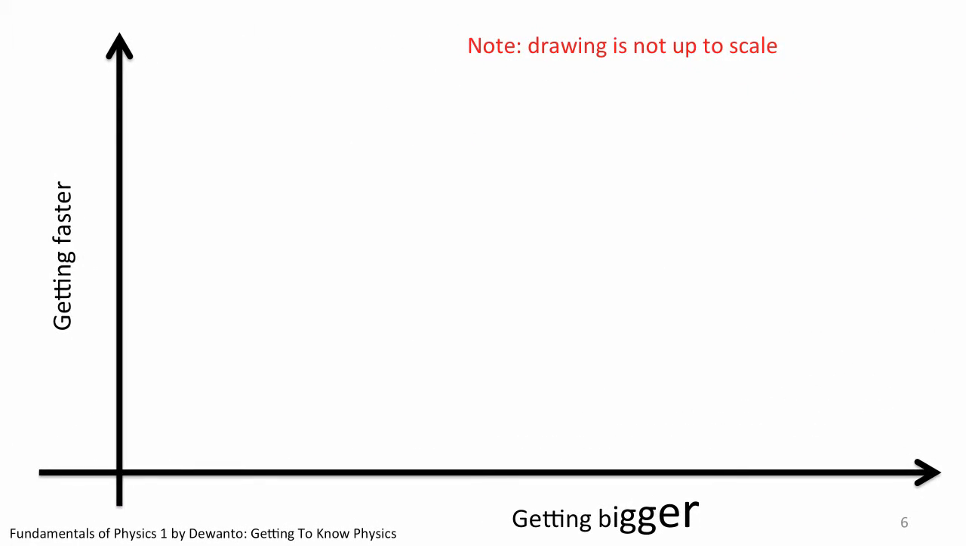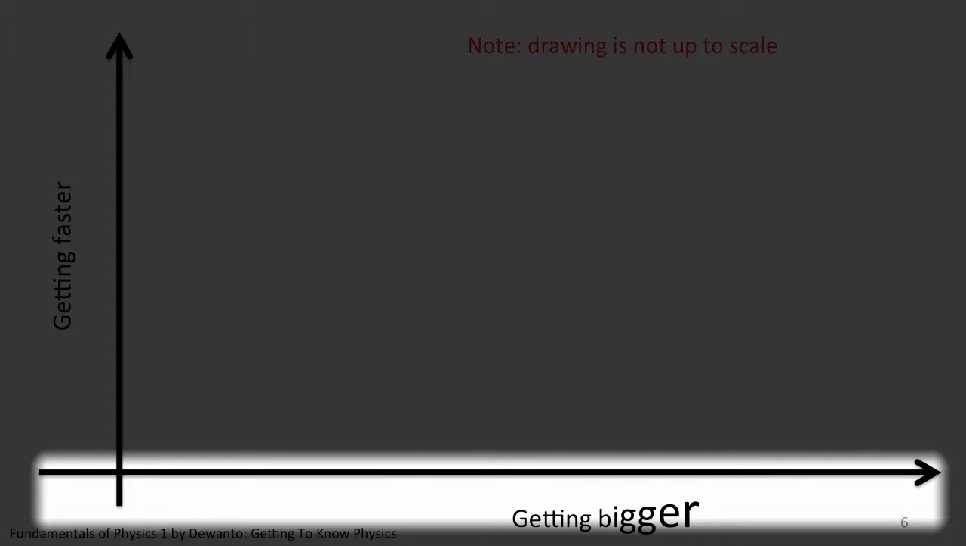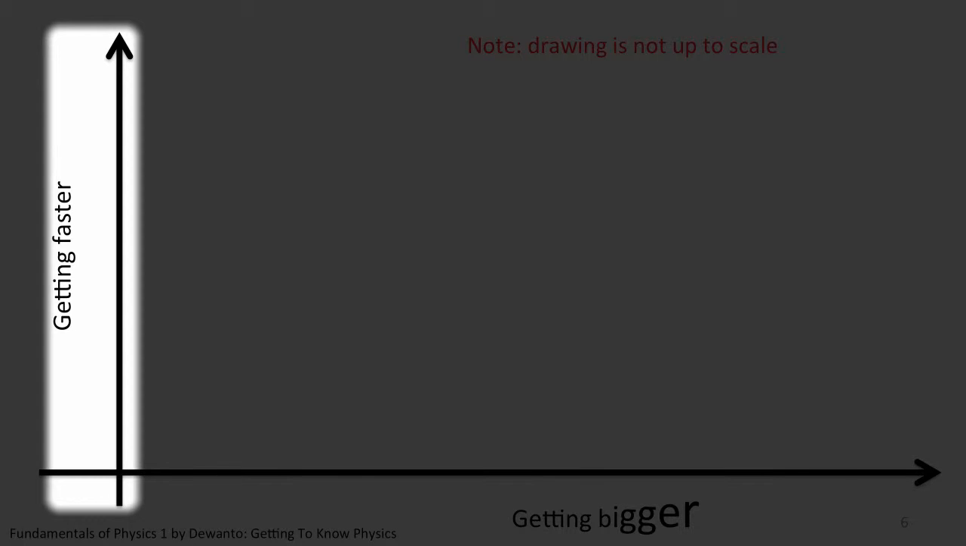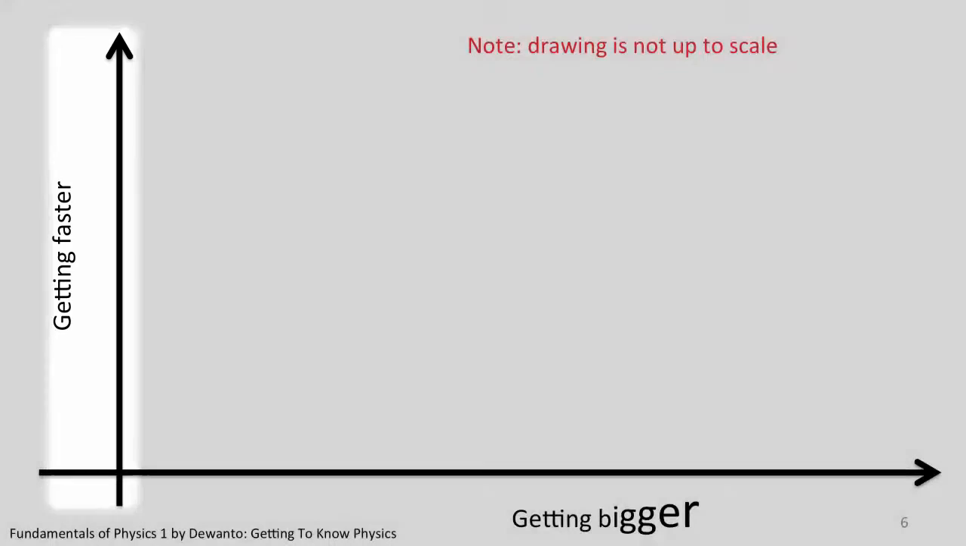Okay, so let's put all these scales in perspective. Where does Fundamentals of Physics 1 reside in these scales? The horizontal axis refers to the size of the physical system we are dealing with. It gets bigger and bigger in the positive x direction, whereas the vertical axis refers to the speed of the system. It gets faster and faster in the positive y direction.